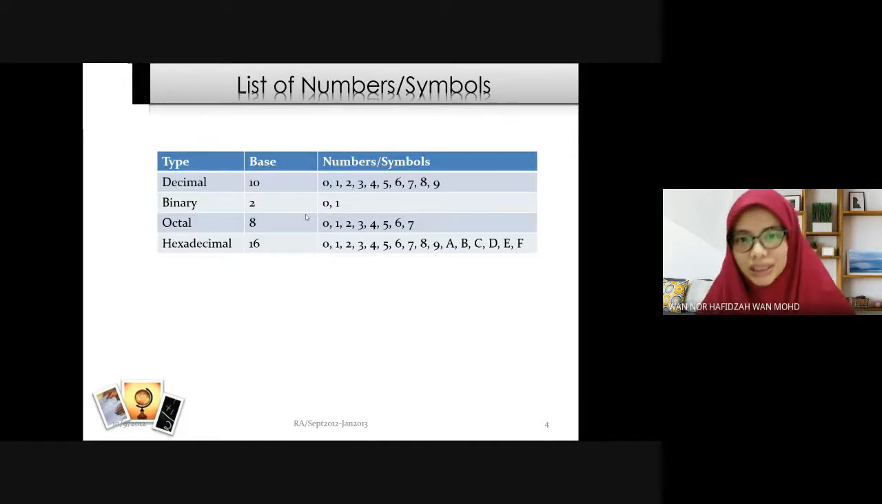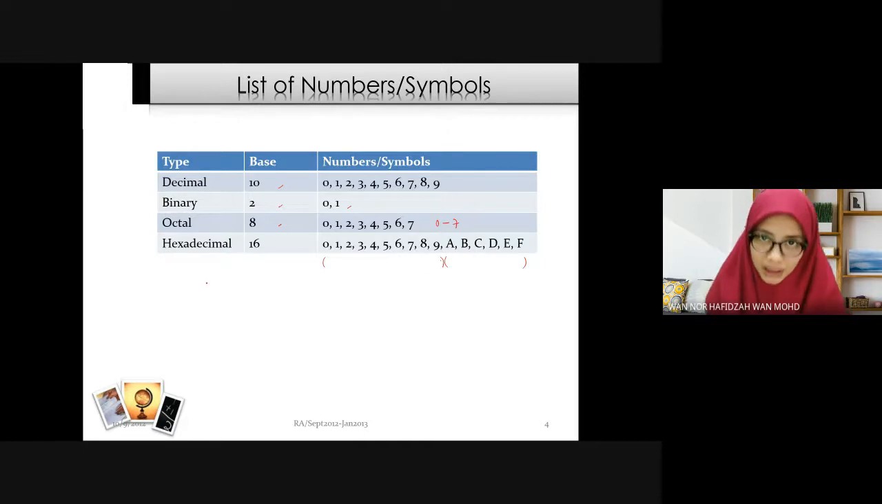So this is the list of numbers, or we call it a symbol. Why symbol? Because of this. Look at this, and then from A to F. So for decimal, base 10, the numbers are from 0 to 9. The total count is 10. For binary, this is base 2, so the numbers we have are 0 and 1, 2 only. And then for octal, base 8, from 0 to 7.